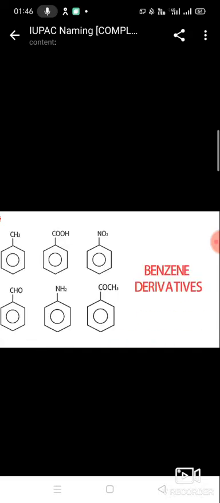Next, aromatic compounds. The simplest aromatic compound is benzene, C6H6 with 3 double bonds. The 3 double bonds are in resonance; they move, and it is known as a benzene ring. It contains 3 double bonds; in each double bond, one is a sigma bond and another one is a pi bond. So cyclohexa-1,3,5-triene is known as benzene. So these are all benzene derivatives.